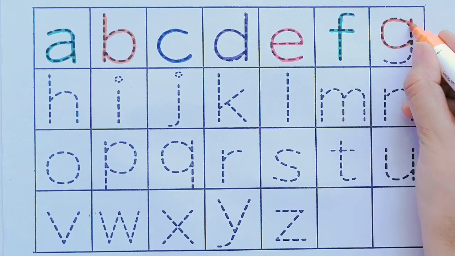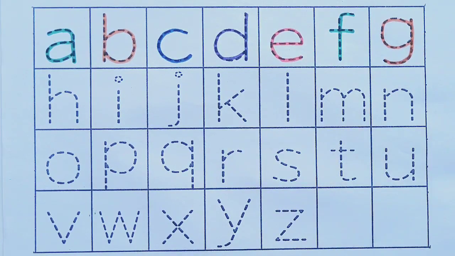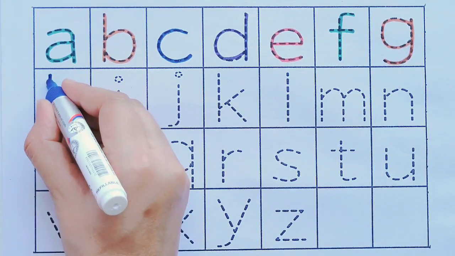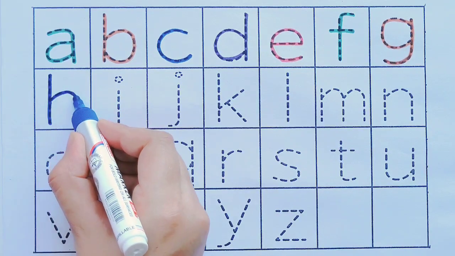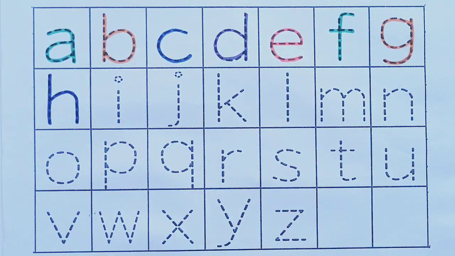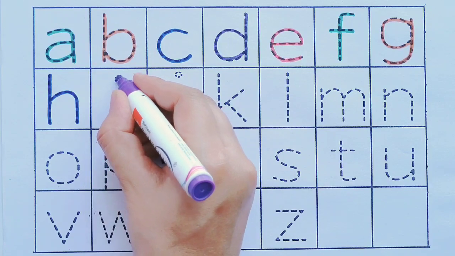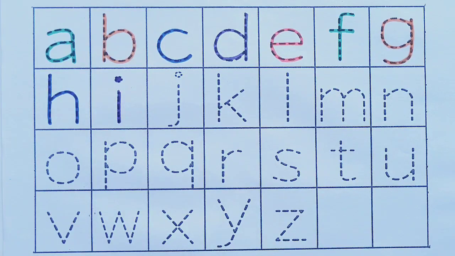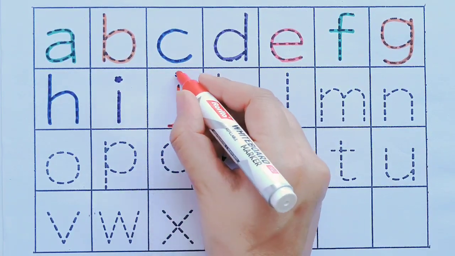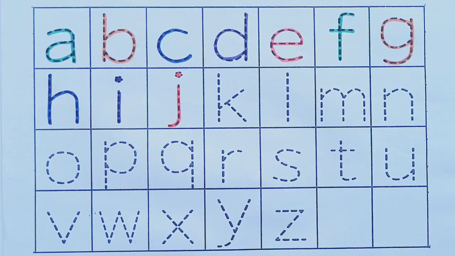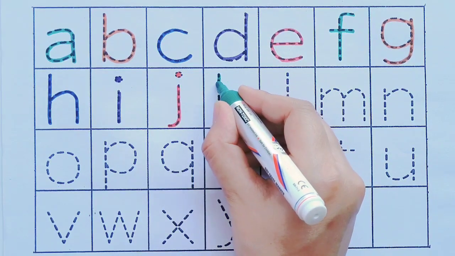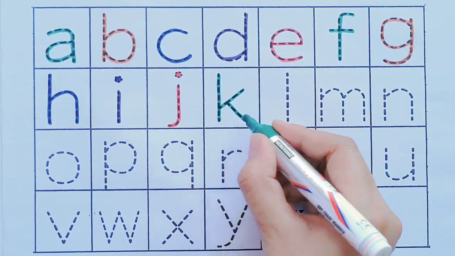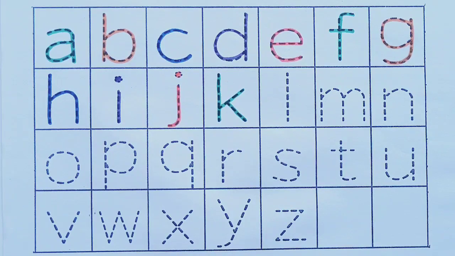G for grapes. H for horse. I for ink pot. J for jug. K for kite. L for lion.